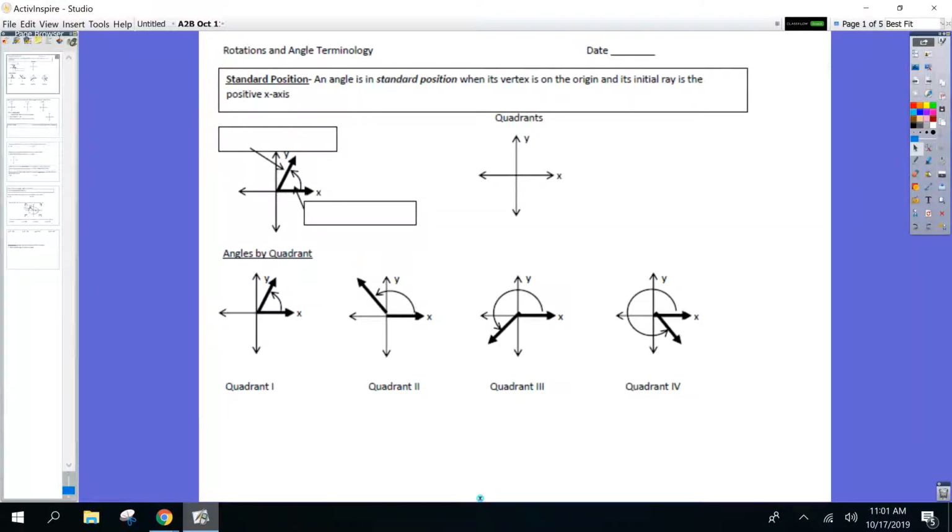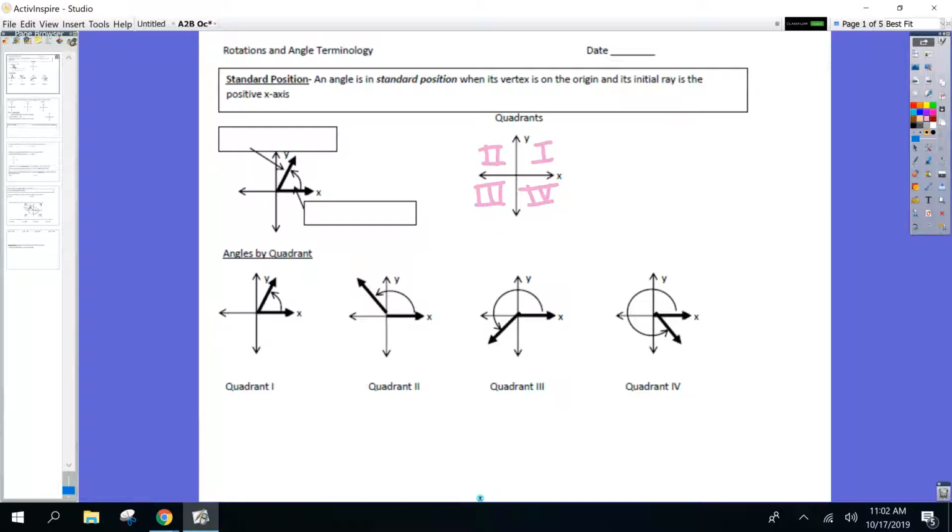Okay, you guys know your little reminder of your quadrants, 1, 2, 3, 4. Anybody remember where 1 was? Top. One, then it goes counterclockwise. Yep, 2, 3, and 4. Okay, all good?